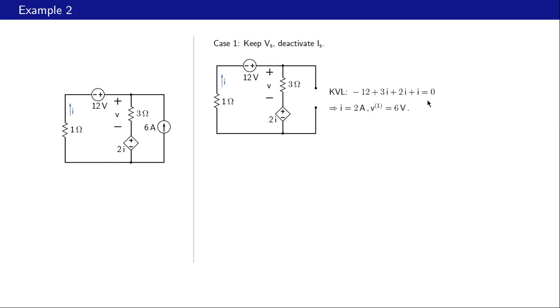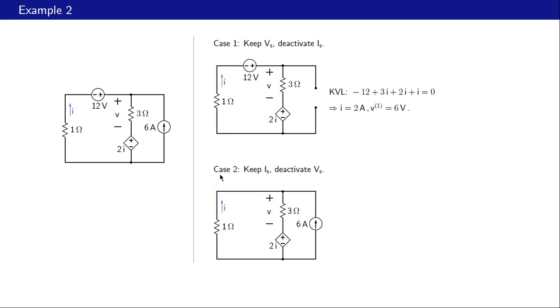We can solve this equation for I. That gives us I equal to 2 amperes, and therefore this voltage V is 2 amperes times 3 ohms, or 6 volts. And note that we have used this superscript 1 here to indicate case 1.